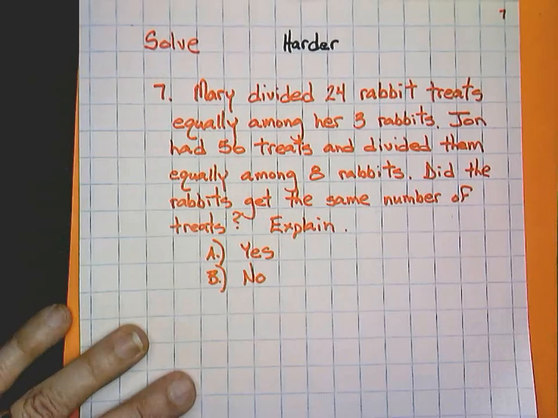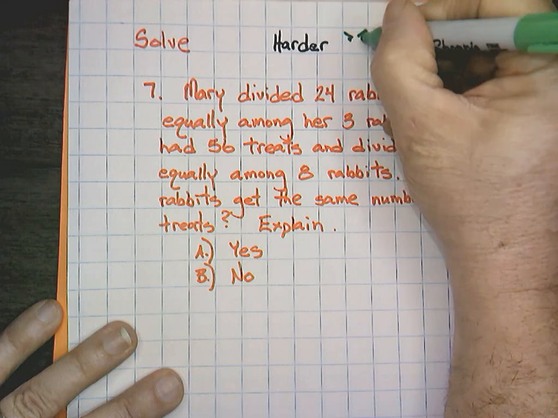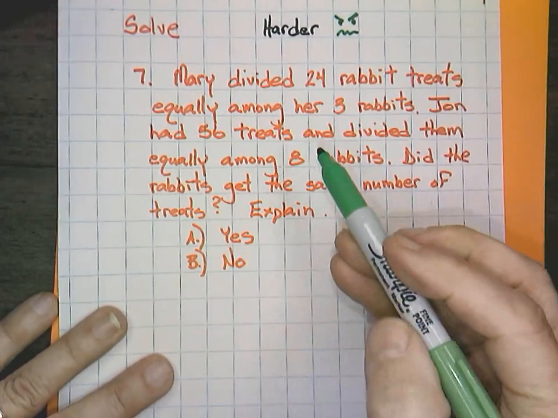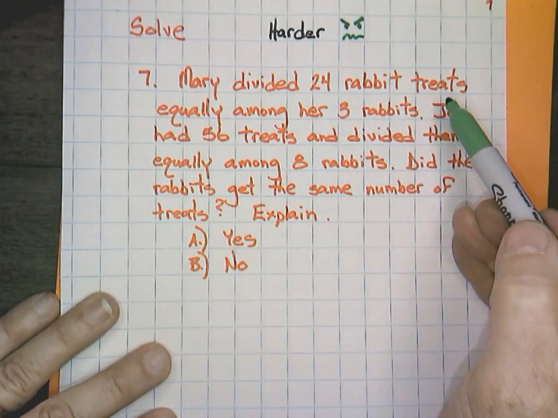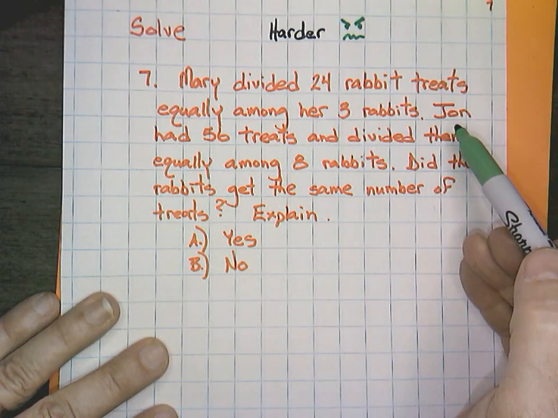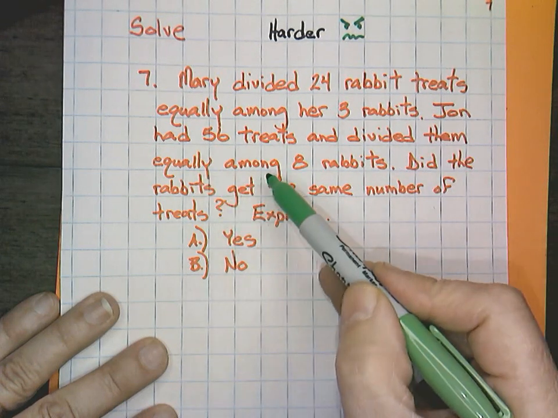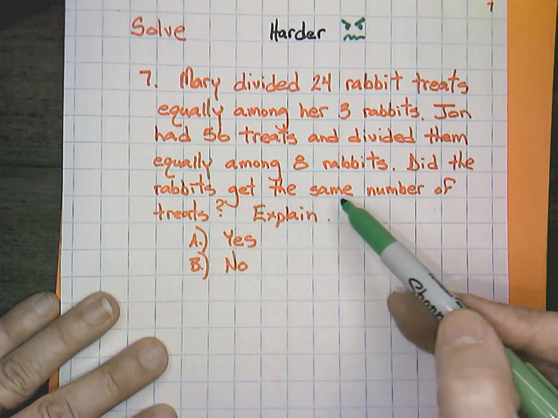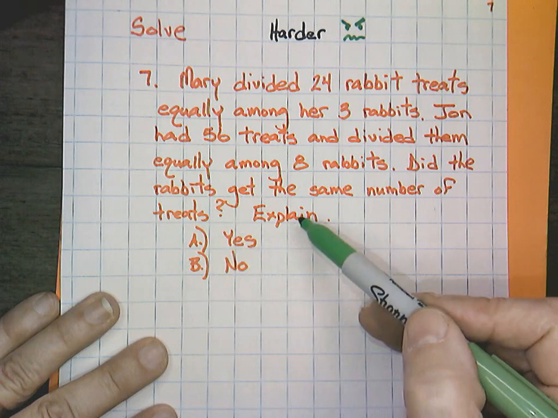Let's solve one that's a little bit harder. So I'll make my harder face, right? Mary divided 24 rabbit treats equally among her 3 rabbits. John had 56 treats and divided them equally among 8 rabbits. Did the rabbits get the same number of treats? This is a yes or no, but then we'll need to explain.